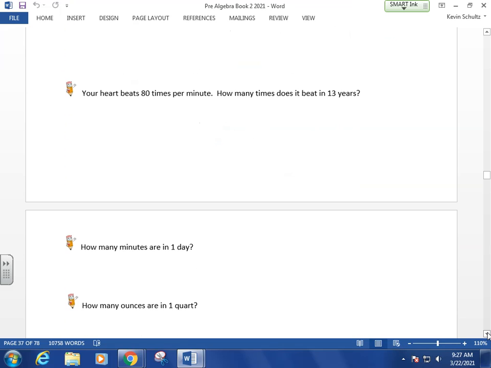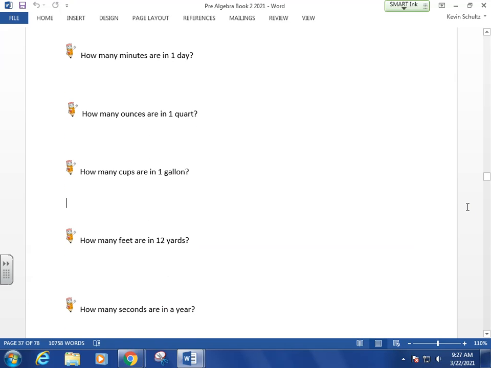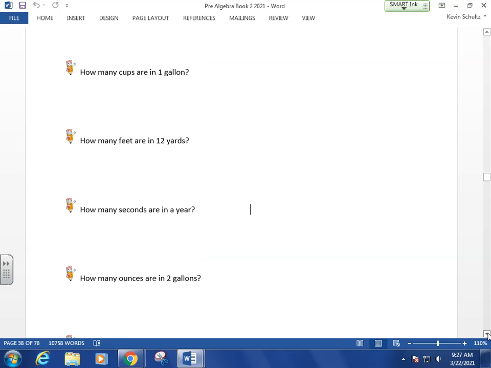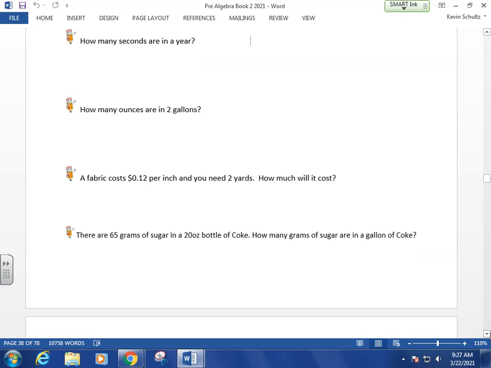Okay, so the last one on this page, your heart beats 80 times per minute. How many times does it beat in 13 years? You are going from minutes to years here. Climb that ladder. How many minutes are in a day? Looking at the second page now. How many ounces are in 1 quart? We actually kind of already answered that one, didn't we? Because we had to go from 1 quart to 3, so you kind of already have that answer done for you. How many cups are in a gallon? How many feet are in 12 yards? How many seconds in a year? How many ounces in 2 gallons?